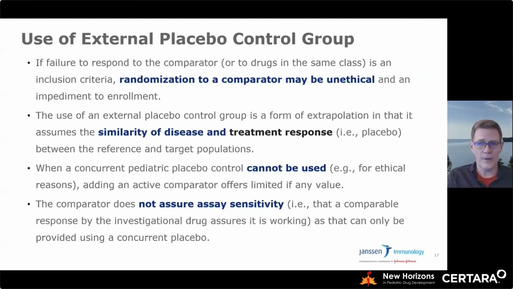When a concurrent pediatric placebo control cannot be used, for example, for ethical reasons, adding an active comparator offers limited, if any, value. The active comparator does not assure assay sensitivity, that is, that a comparable response by the investigational drug assures it is working, as that can only be provided by using a concurrent placebo control.